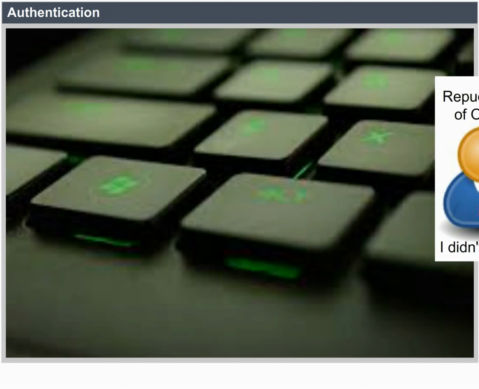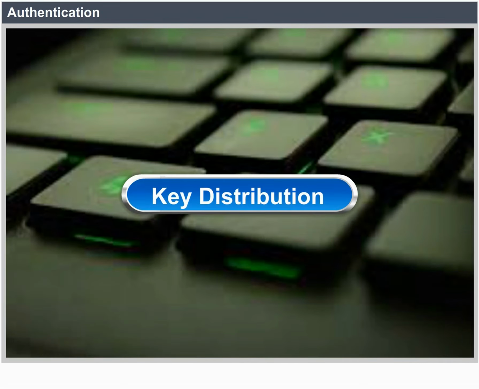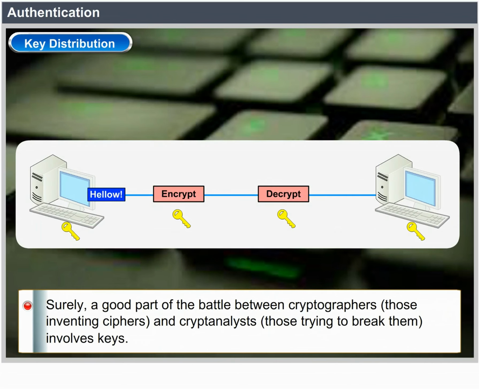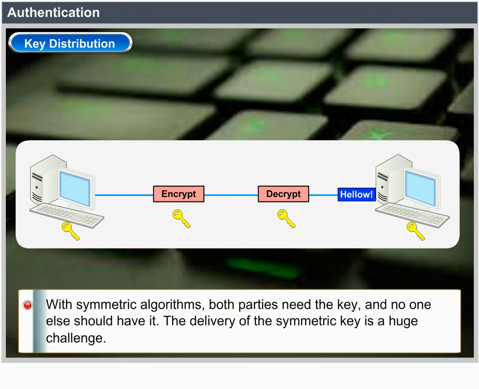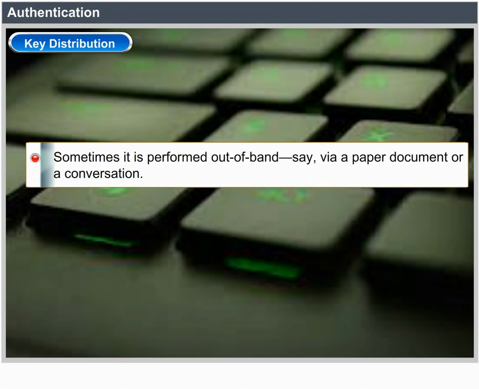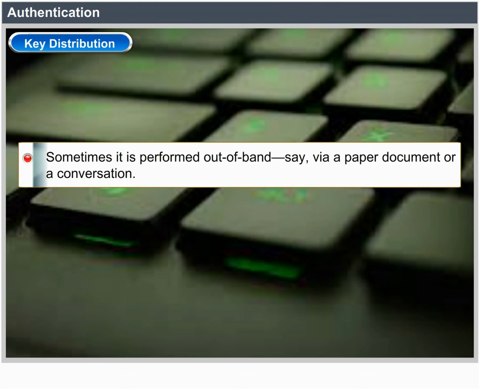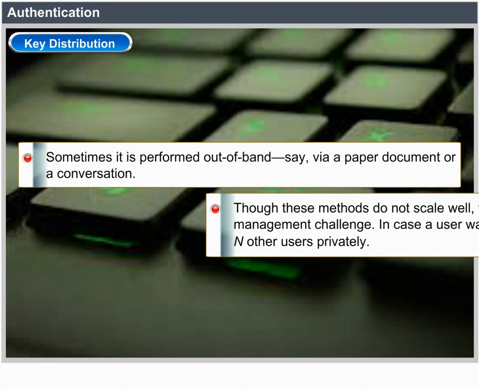Key distribution. Certainly, a good part of the battle between cryptographers, those inventing ciphers, and cryptanalysts, those trying to break them, involves keys. With symmetric algorithms, both parties need the key and no one else should have it. The delivery of the symmetric key is a huge challenge. Sometimes it is performed out of band, say via a paper document or a conversation. These methods do not scale well, however.